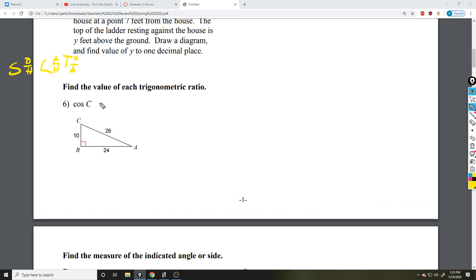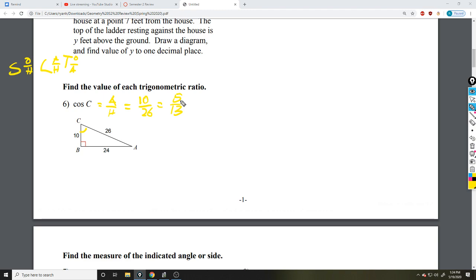So if we want cosine, cosine is going to be adjacent over hypotenuse, which, let's see, that's of angle C. Well, then, if we want the cosine of angle C, then we're going to have our adjacent, which is 10. Adjacent's the leg that's touching the angle, over the hypotenuse, which is across from the right angle, that's 26. Longest side across from the right angle. 10 over 26, which reduces to 5 over 13. That's all you need to do on that one.